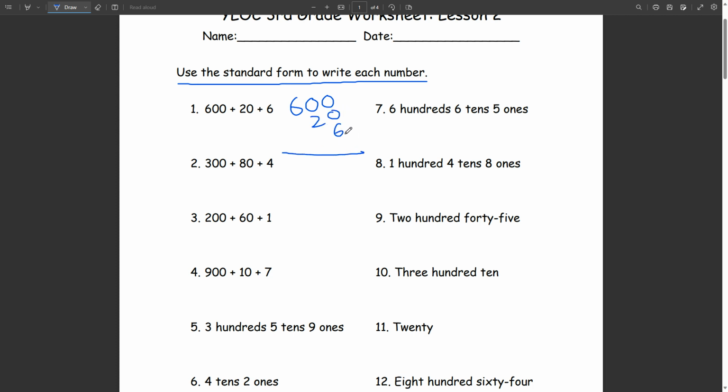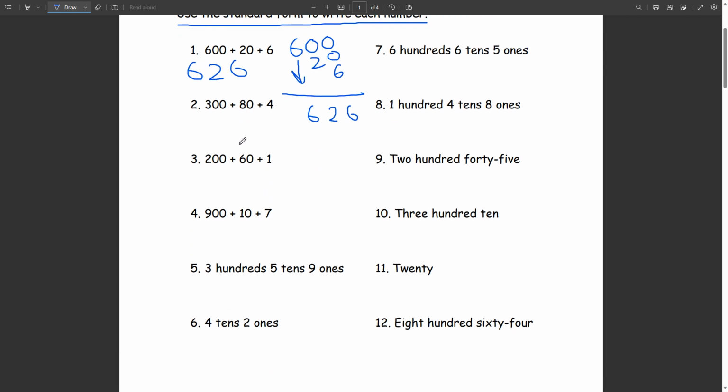So 0 plus 0 plus 6, so we just write 6. 0 plus 2 equals 2, and then drag down the 6. So we get 626. That's our answer. Let's do number three.